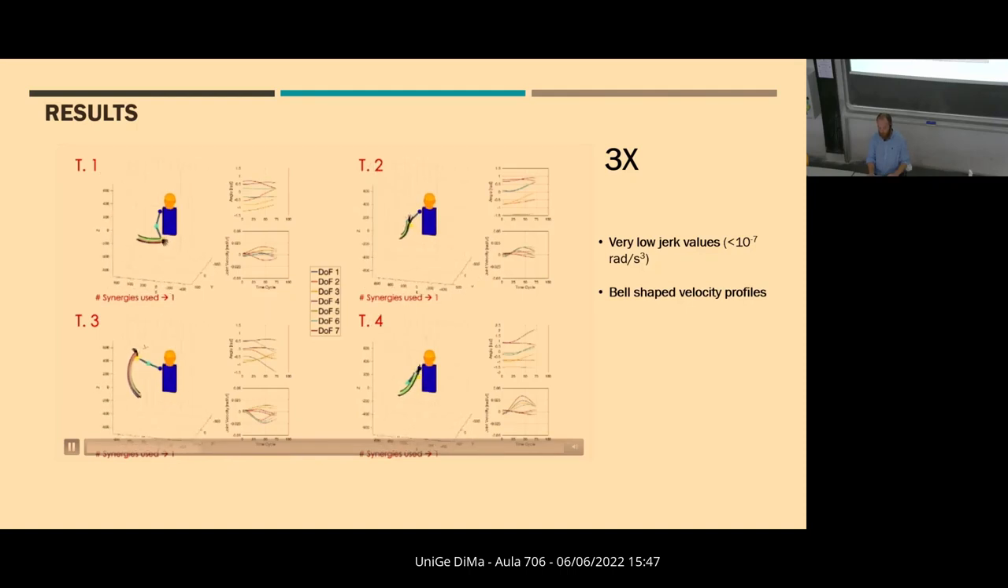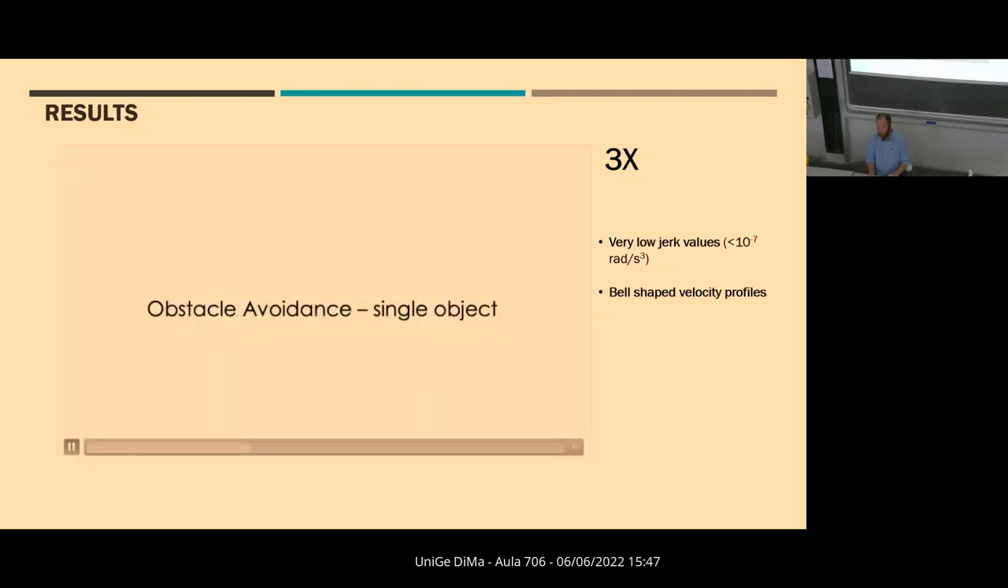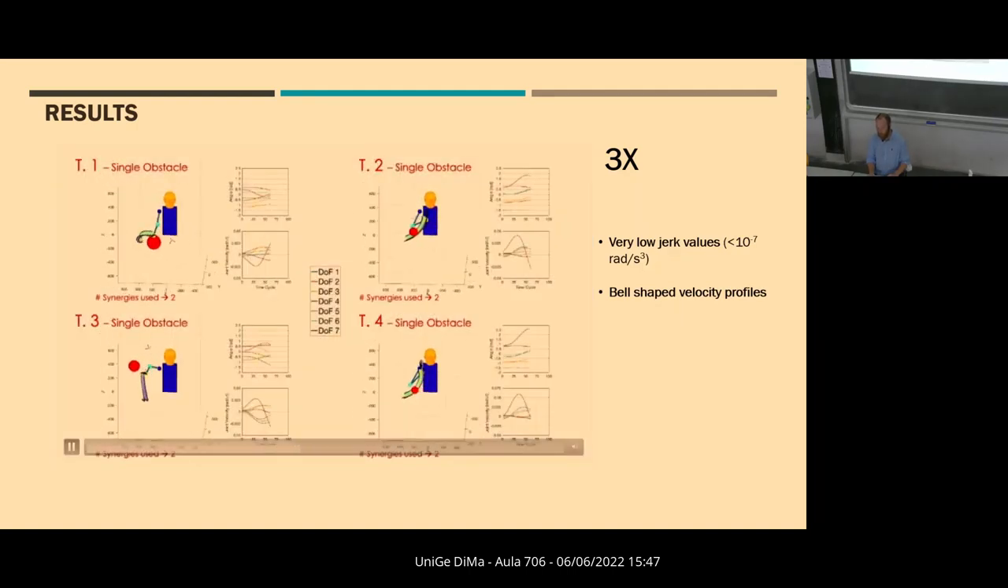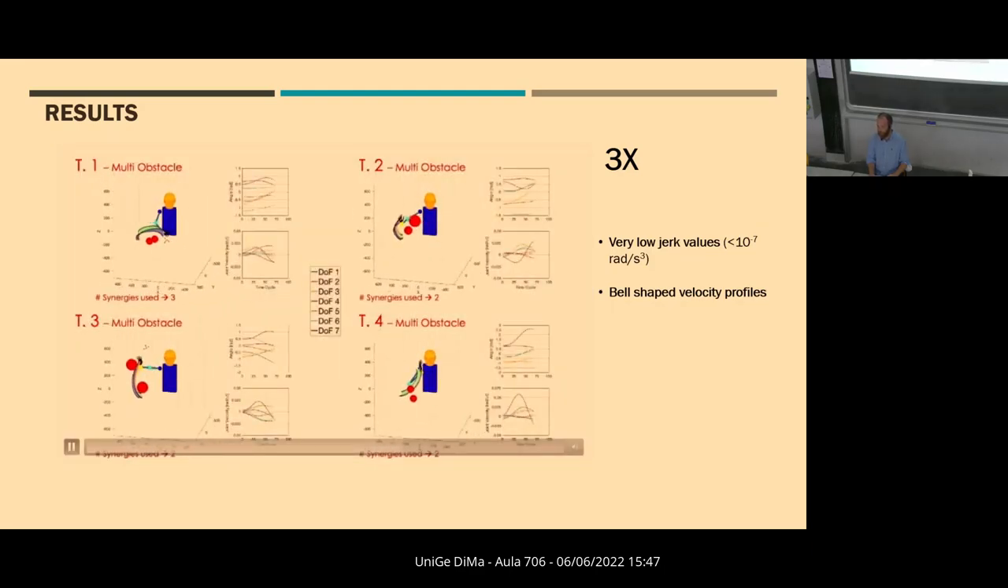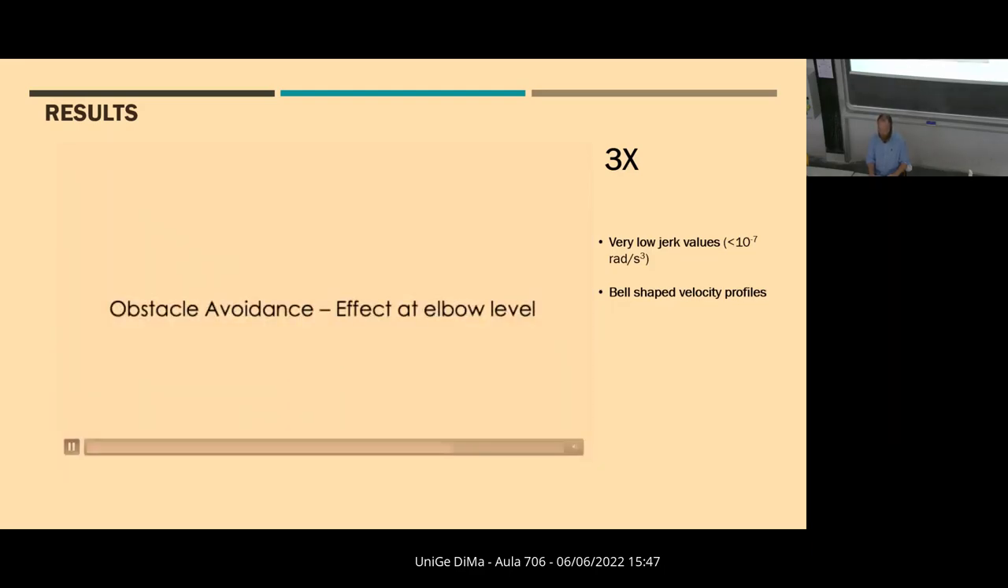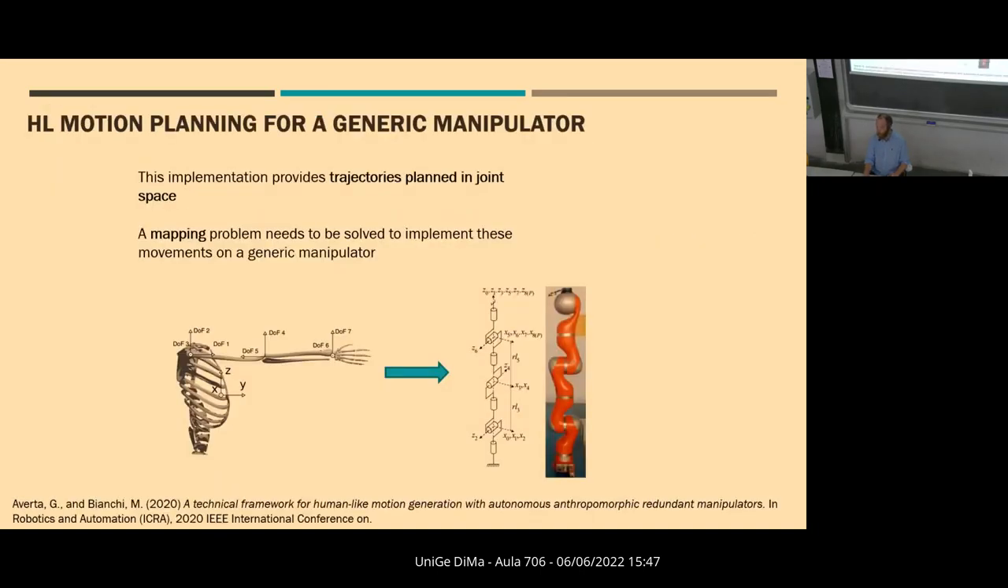Okay. But of course, in this case, everything works if I assume that my robot has the same kinematics as the human that I used to extract the functional modes. And this is not the case. So if I want to use this result for a generic manipulator, I have to implement planning and mapping strategies from the human example to the robotic control.